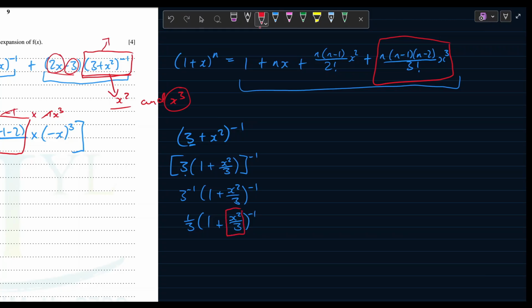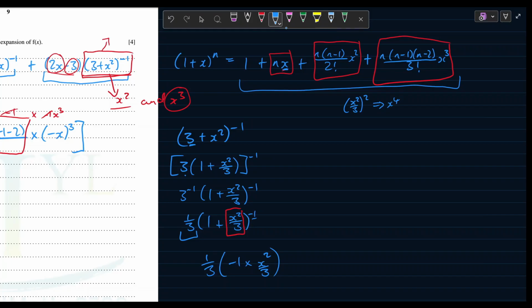So notice that our term in x squared will come from saying nx, because our function of x is x squared over 3. So we can say, don't forget your 1/3, 1/3 multiplied by our n, which is negative 1, times our x squared over 3, in place of x. Okay. And if we went on to the next term, because this is x squared, you'd end up with x squared over 3 squared, and this gives us a term in x to the 4, which is not what we're interested in.